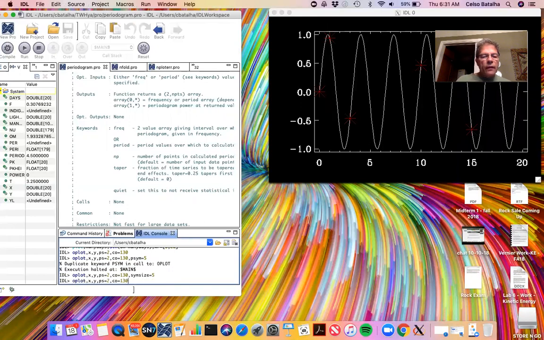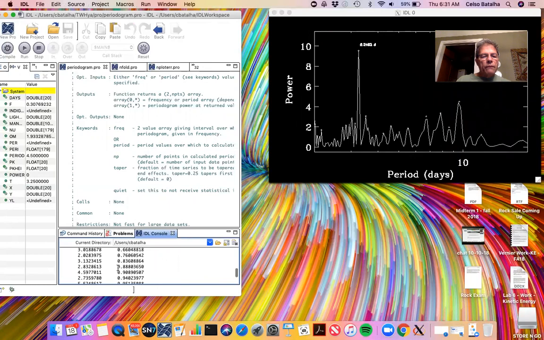Then we submit this data to the routine I sent you, and the routine found the period here. So let's copy this and call it period. What we want to do now is fold the light curve. So how do we fold?